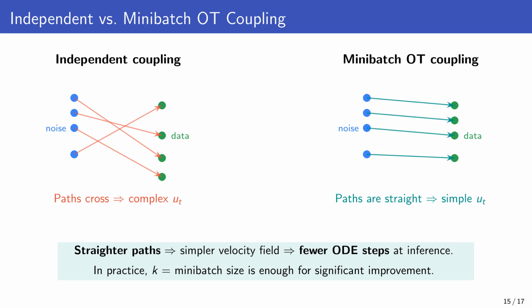The method is straightforward. Sample k noise points and k data points, solve the k by k assignment problem using a linear program, and train with the optimal pairs. As k grows, the paths approach the true optimal transport solution. In practice, k equals the mini-batch size, which is usually enough to see significant improvements in sample quality and inference speed.